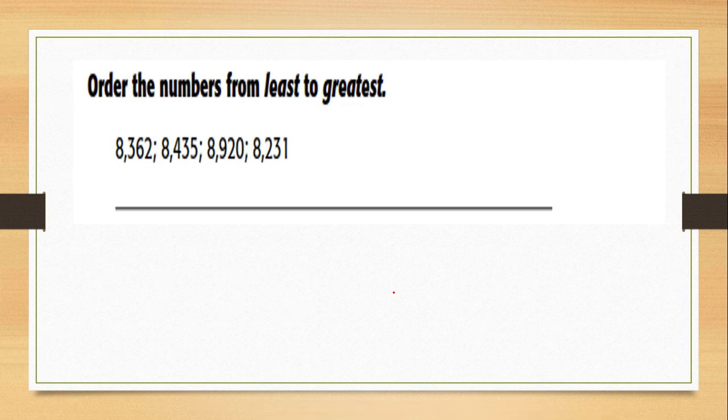Here it wants you to order the numbers from least to greatest. So here we will start from the least. From least, what does that mean? This means we will search for the small number.